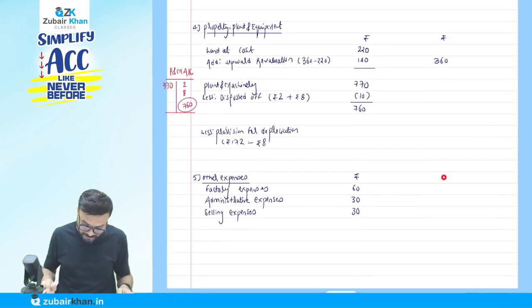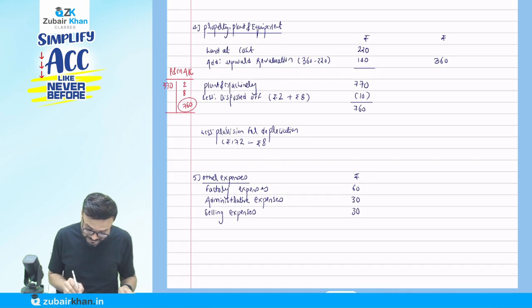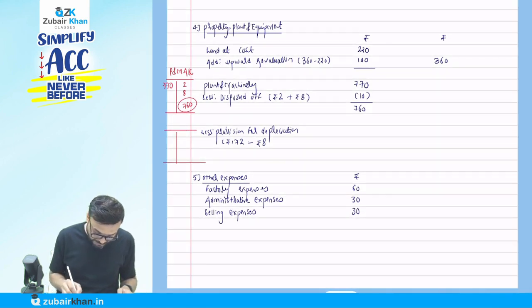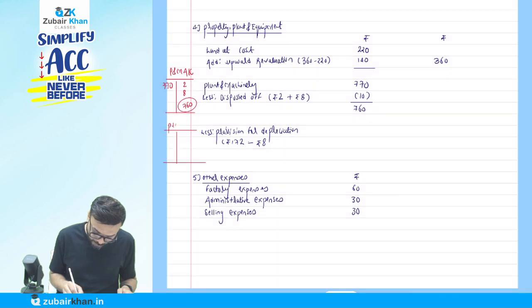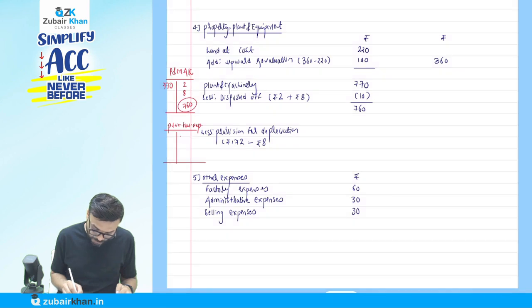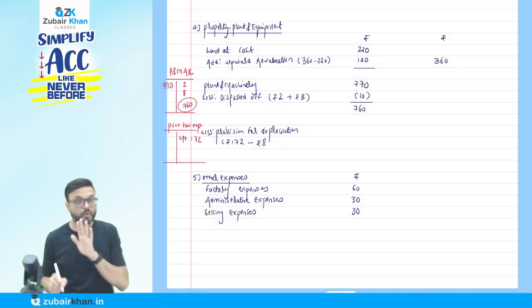Always try to connect with the basics of accounting. If I say that here now, provision for depreciation account is a credit balance. So if I write it down here, a provision for depreciation account. How much balance? Opening balance is given, 172. Okay, 172 opening balance is given.